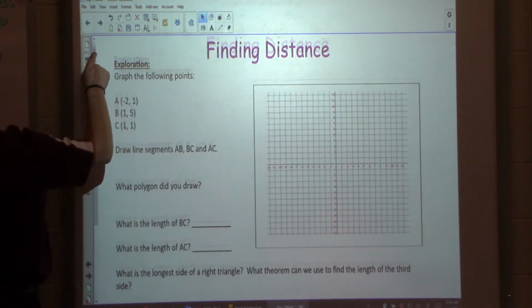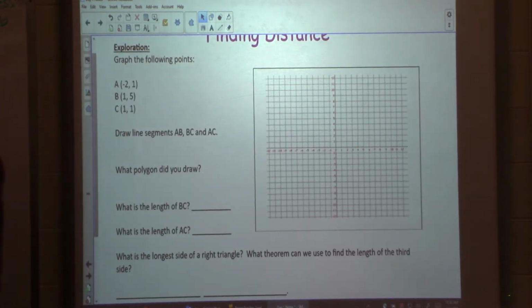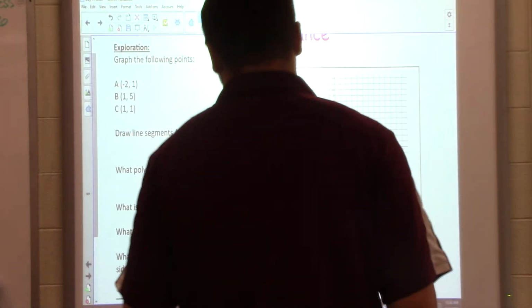So the first thing I want you to do is open up your note packet and grab the following 3 points and connect all those points. So if you have not already, please grab points A, B, and C and then connect them.